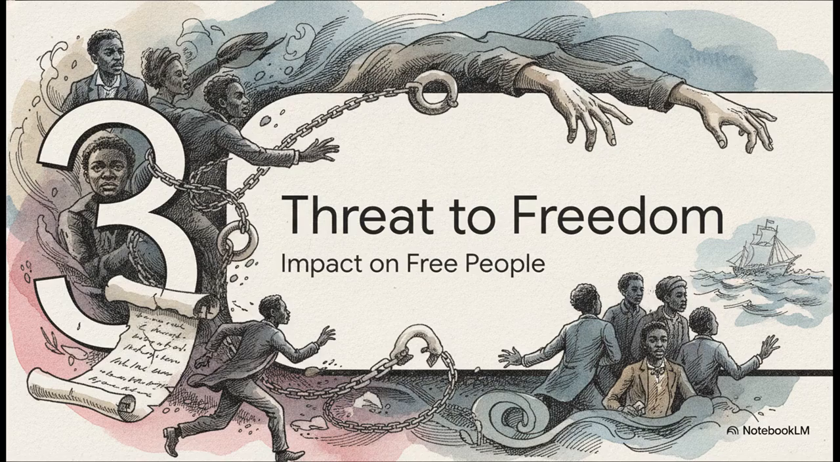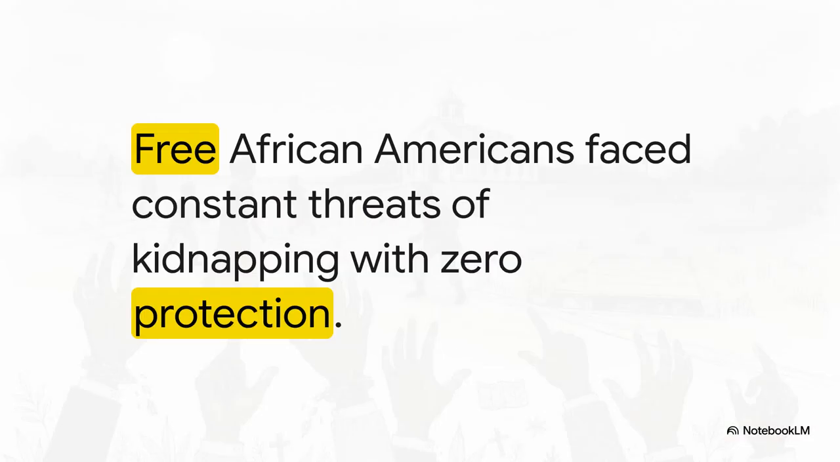Which brings us to Section 3, a direct threat to freedom. Now here is an absolutely crucial point. This wasn't just a threat to folks who had escaped. Free African Americans, people born free, living their entire lives in the North, were suddenly living under this constant, agonizing threat of kidnapping. Because remember, under that 1850 law, an accused person couldn't testify to prove their freedom. So a slave catcher could literally just point to a free person, claim they were a runaway, and drag them south.